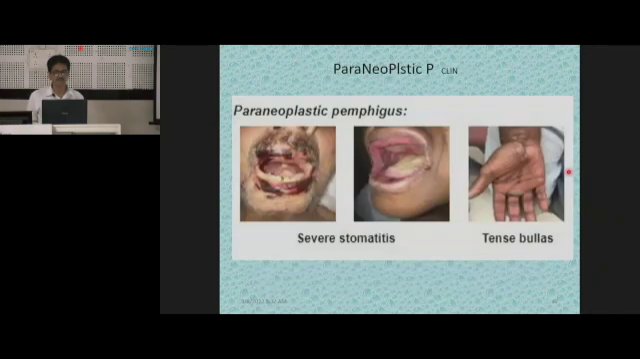Next we come to an important condition, that is paraneoplastic pemphigus. In paraneoplastic pemphigus, there is severe stomatitis. This involves the mucosal surfaces. That's how it differs, and the mucosal surfaces are very important. And just like other paraneoplastic syndromes, they may be the first manifestation of the underlying neoplasm.